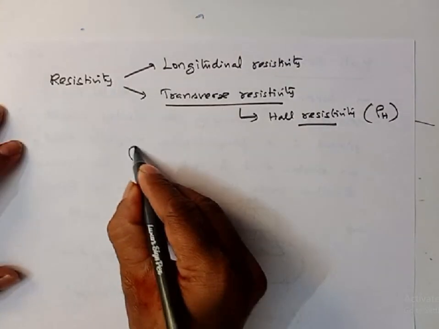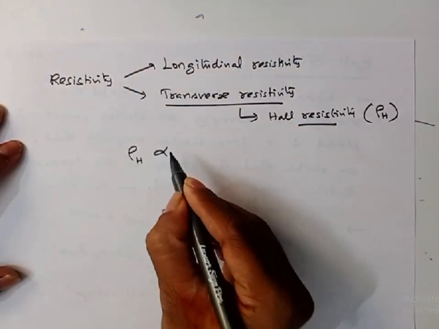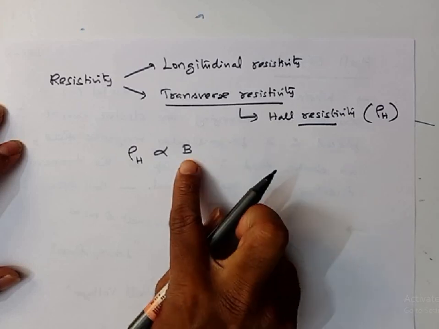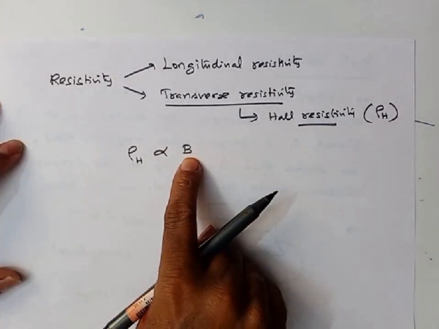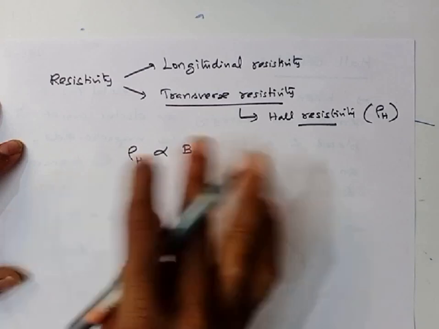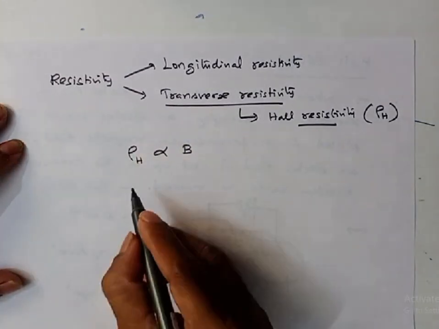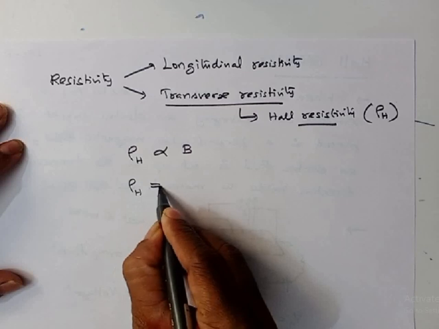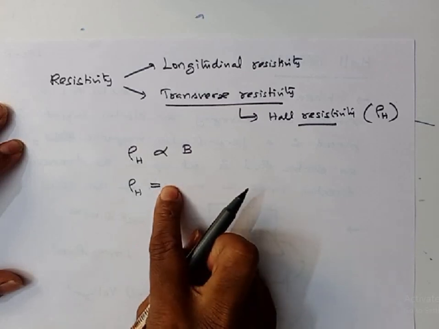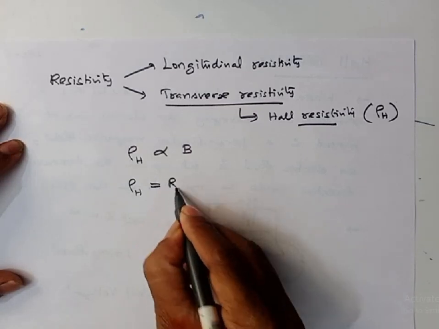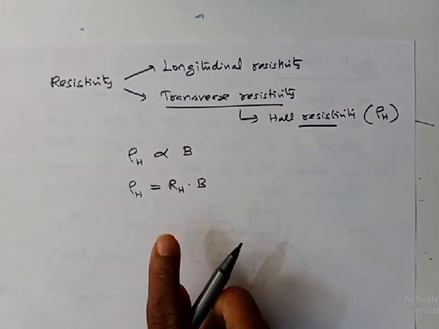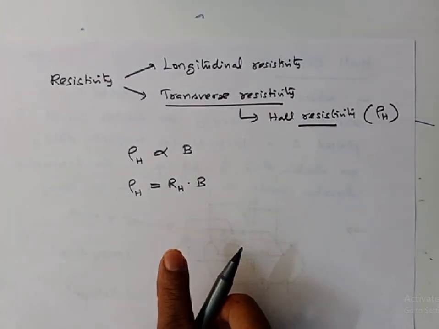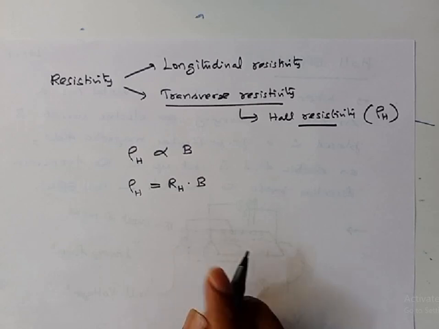Remember, this Hall resistivity is directly proportional to the external magnetic field strength. If you switch off the external magnetic field, the resistivity becomes 0. So Hall resistivity is equal to, we should introduce a constant, and that constant is called the Hall constant or Hall coefficient, which is usually denoted by the symbol RH.